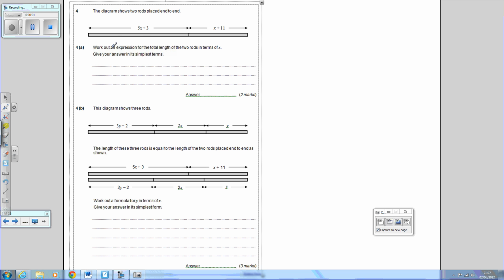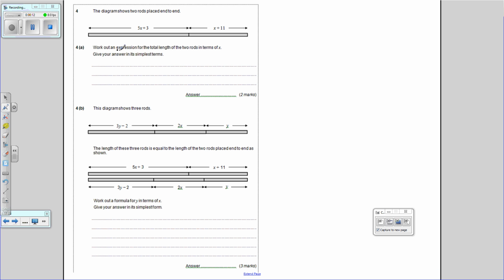Question 4 says the diagram shows 2 rods placed end to end. Work out an expression for the total length of the 2 rods in terms of x. Give your answer in its simplest terms. An expression means it won't have an equals sign in. Expressions are just some algebra put together.